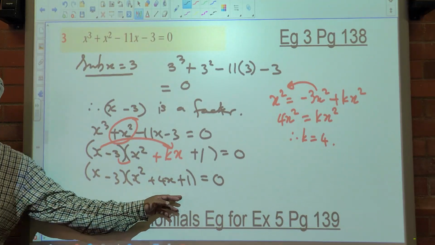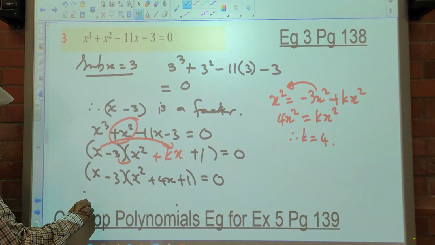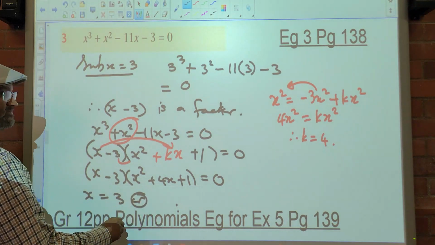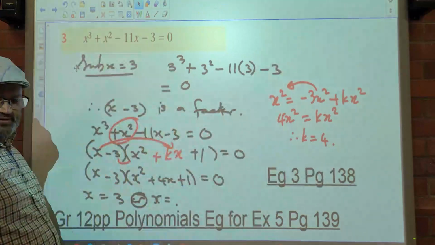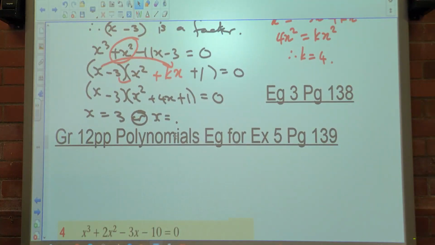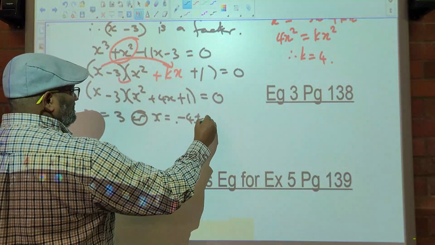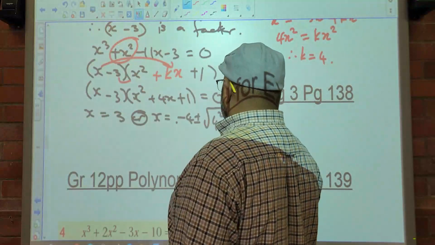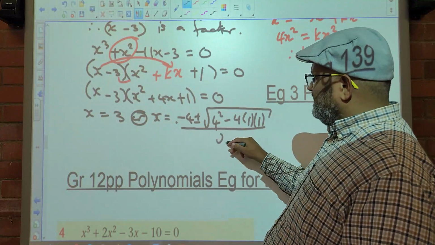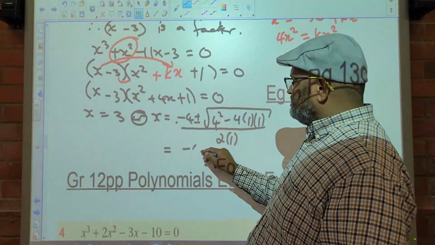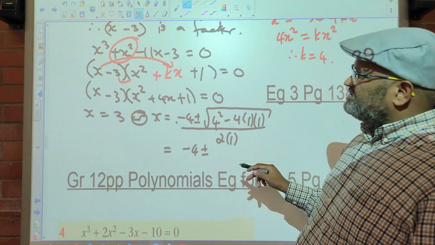Hang on, that can't factorize. So what do we do? I use the quadratic formula. So x is equal to minus b plus or minus the square root of b squared minus 4ac, over 2a. That's the formula we're going to use here. So it's negative 4 plus or minus the square root of 4 squared minus 4, where your a value is 1, your c value is 1, all over 2. So it's minus 4 plus or minus the square root of 16 minus 4, which is 12. 12 is 4 times root 3.